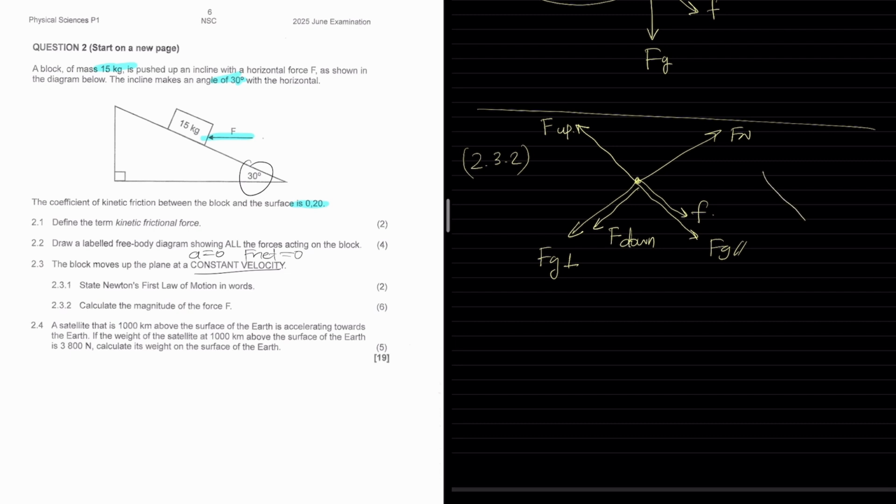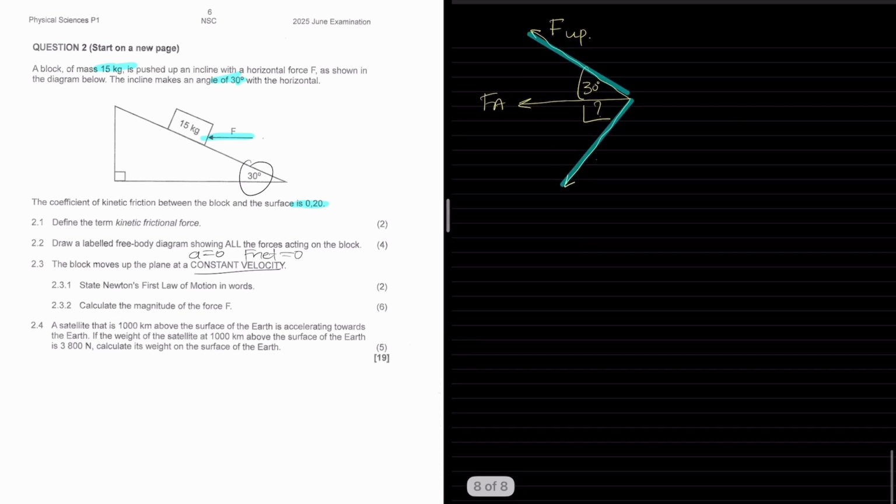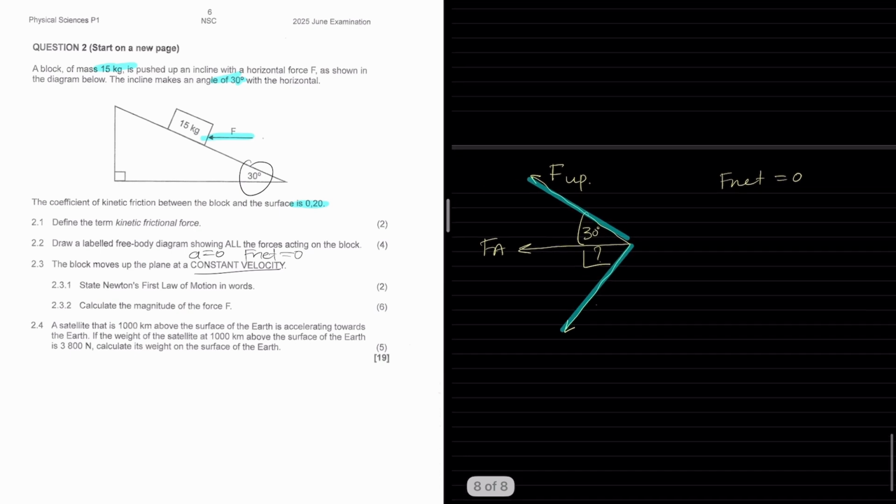And now since the object is moving up this way, I'm going to choose that direction as positive. And what I can get from here is that since F net is equal to 0, I can say that this force here is going to equal the sum of these two forces. And from there, I can then work out what F is. So let's go with that. So we'll say that F net is equal to 0, since it is at constant velocity, like we said.